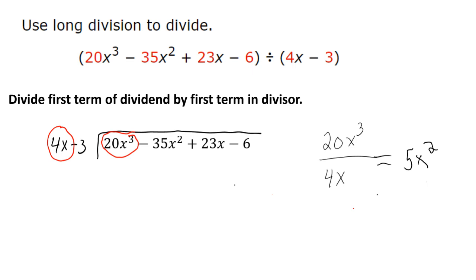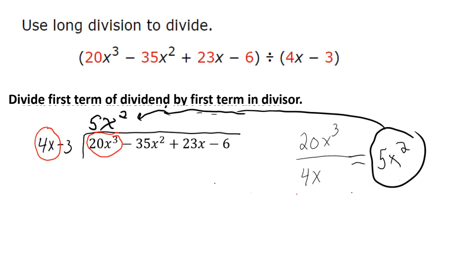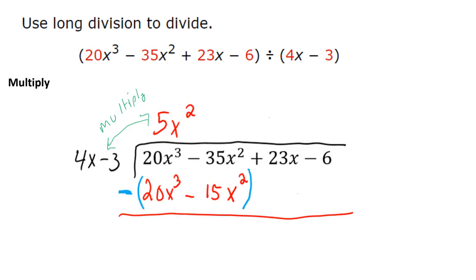And if you didn't see this process visually, you can also do it mathematically. You take the 20x cubed and divide by 4x, and you would see that you get a 5x squared. So that's going to be my first value of my answer, which is my quotient. Then I'm going to put my 5x squared on top of the house, and multiply 5x squared times the 4x. That's going to give me my 20x cubed.